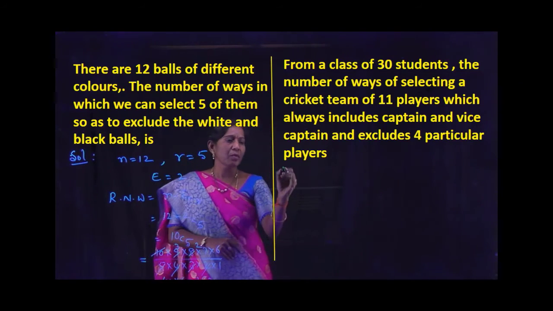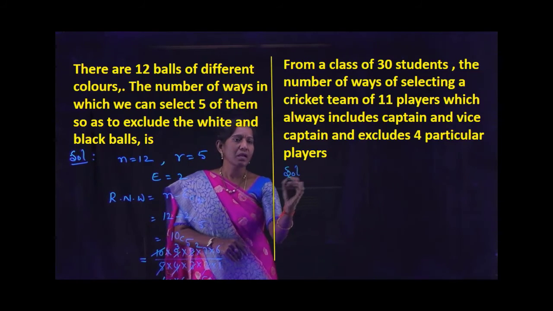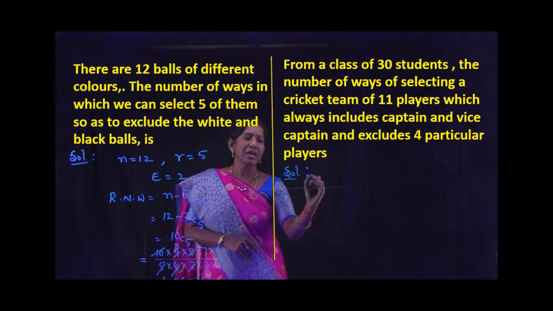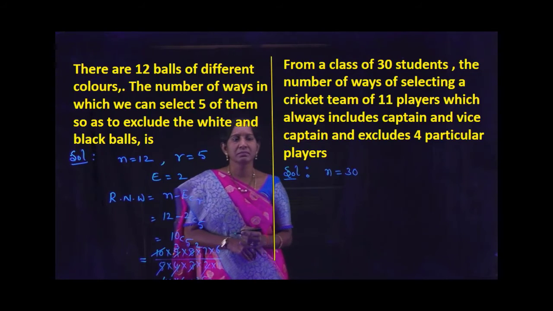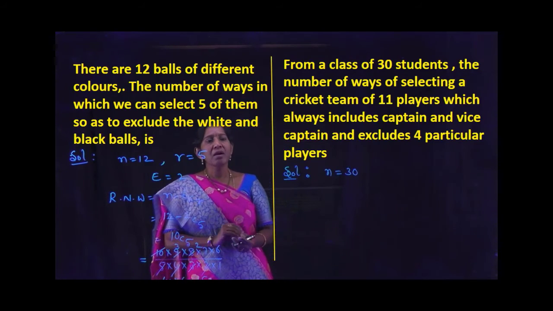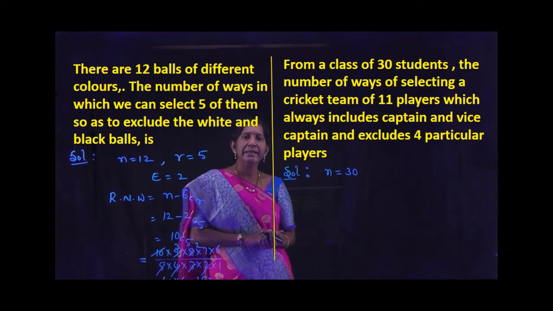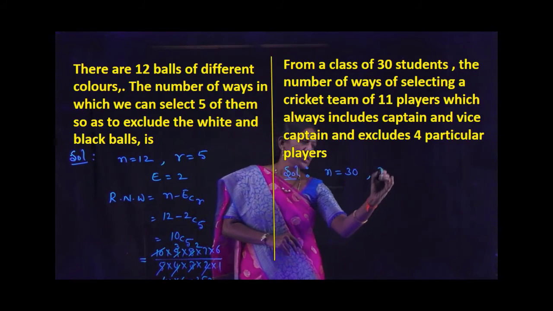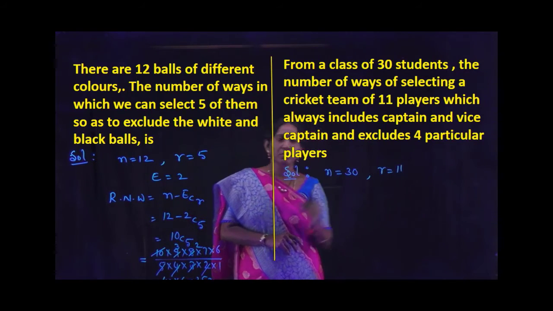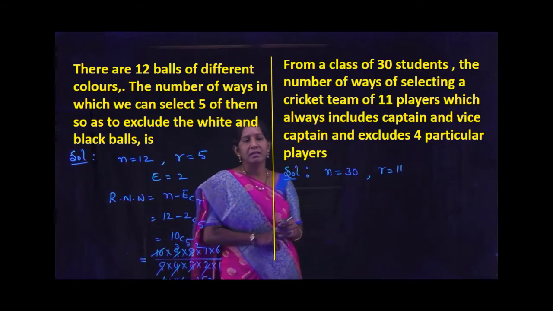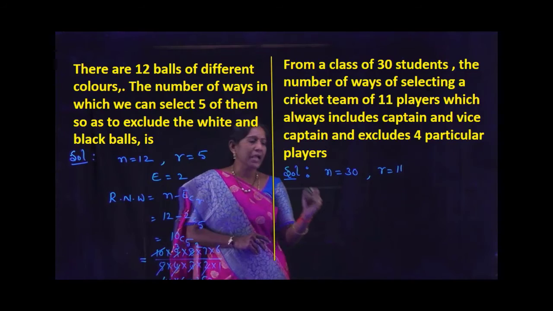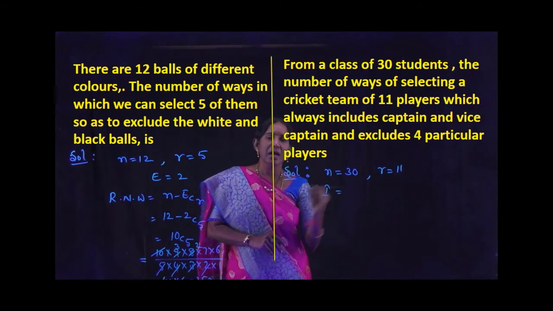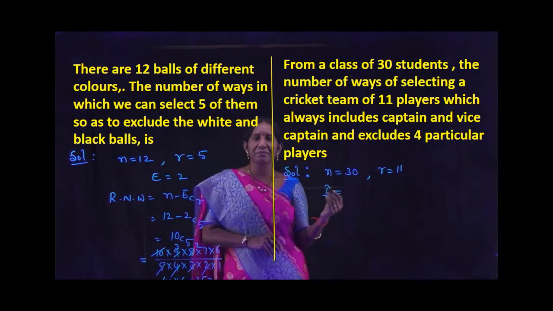Come to the next problem. From a class of 30 students, so n equal to 30 is there. The number of ways to select a cricket team of 11 players. Selected things are denoted by r, so r equal to 11 is there. Which includes the captain and vice captain, including things given by i. So i is captain and vice captain, so two members are included.